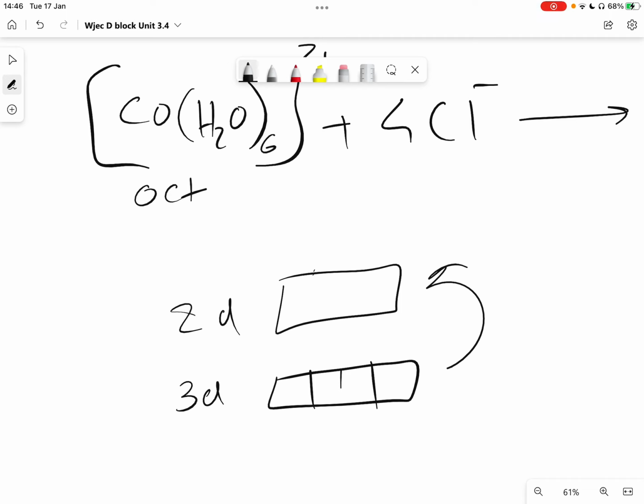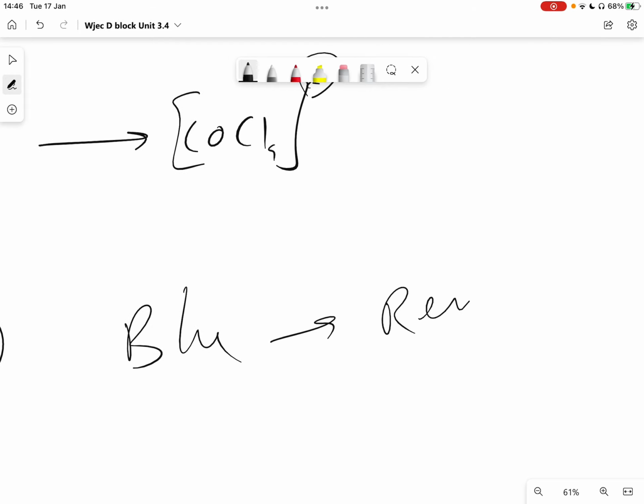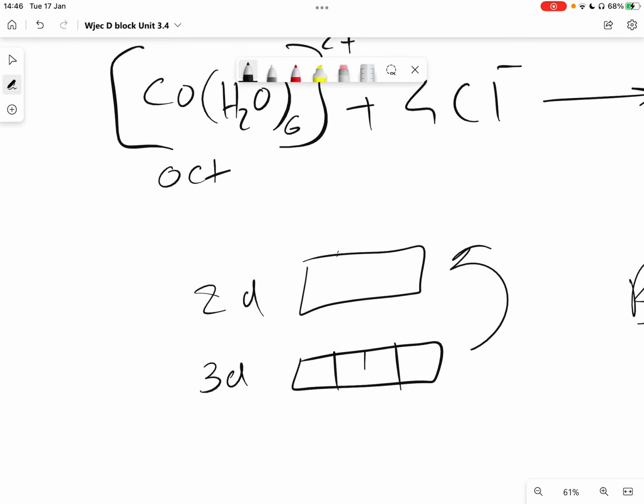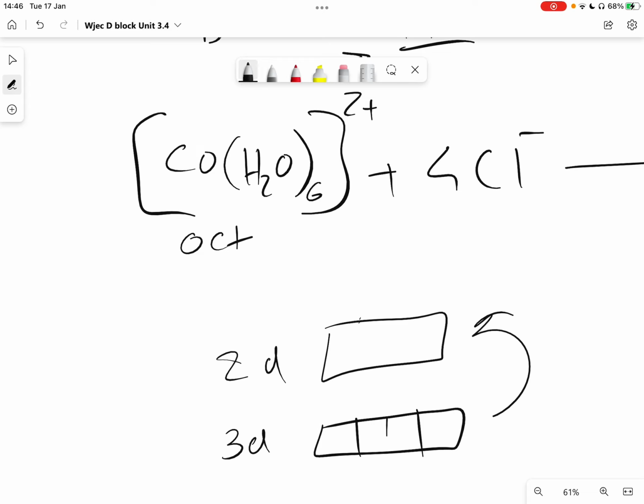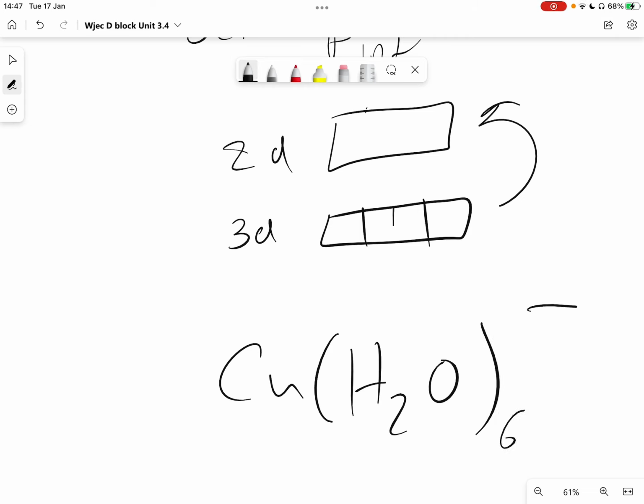Now the colour seen is due to non-absorbed frequencies, or you could say complementary colours. So for example, if we absorb a blue light, we give off the complementary colour, which is red light. So we'd absorb blue but reflect red, and we'd see the complex as red. So in this case, with hexa-aqua cobalt, this is pink, but with hexa-aqua copper, we actually get that pale blue colour. And that is the reason why.